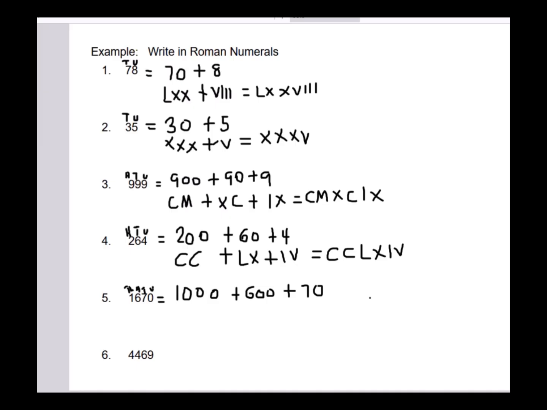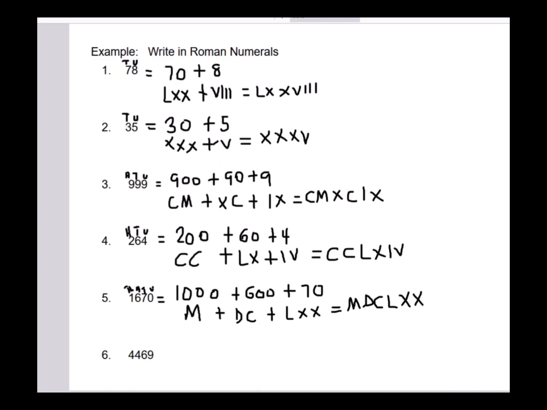So what is 1,000? 1,000 is M, then plus 600, which is DC, that's our 600, then 70, which is what? LXX. Can you see that? Pretty easy. So join them together, which is MDCLXX.